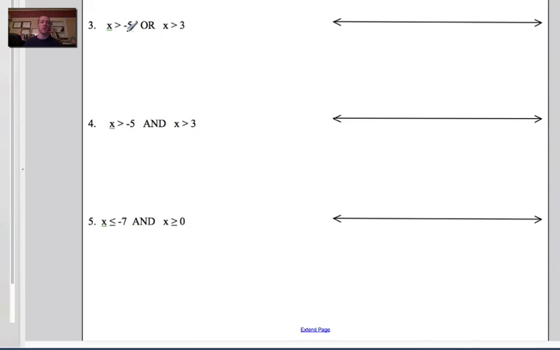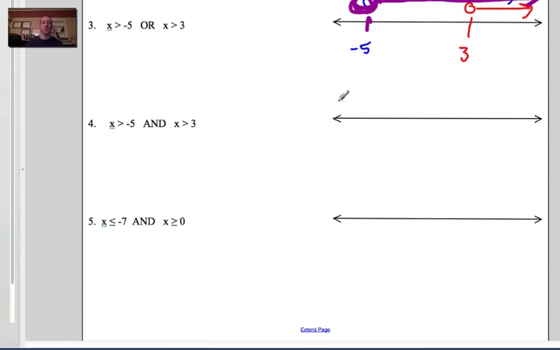So here's a couple more. x greater than negative 5 would be like this, or x greater than 3. These are going to overlap here. Since only one or the other has to be true, you're going to include the bigger amount of numbers. This is true for the first inequality, and now they're both true from here on. But that's fine. Since it's "or," it's this purple graph.